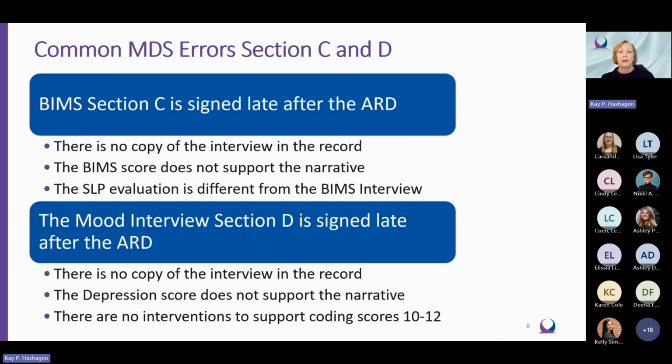Now, the BIMS score, sometimes we see, doesn't support the rest of the medical record. So we want to think about the fact that if whoever is scoring the BIMS finds that the patient has a cognitive impairment, which we know will add more reimbursement, and the nursing documentation and the IDT documentation is saying that the patient is cognitively intact, that's a mismatch.